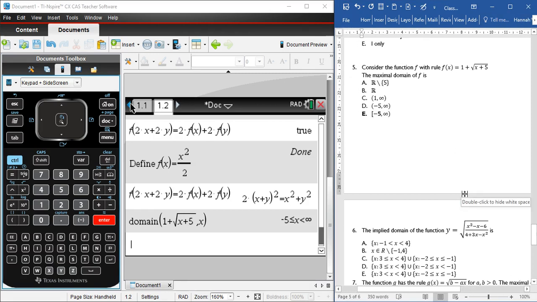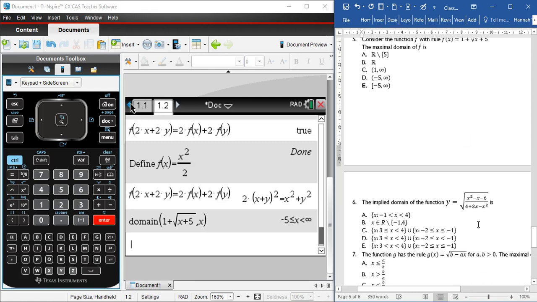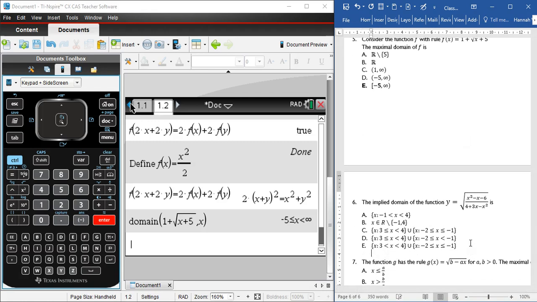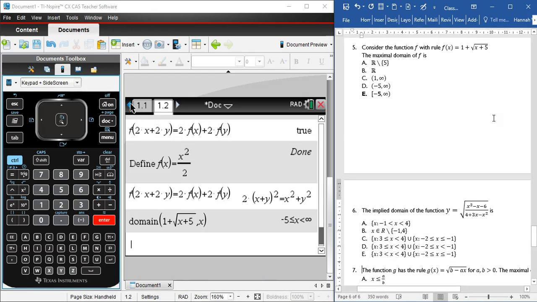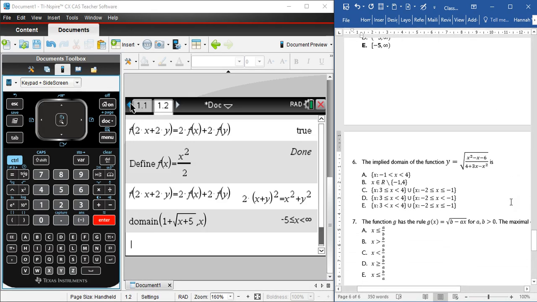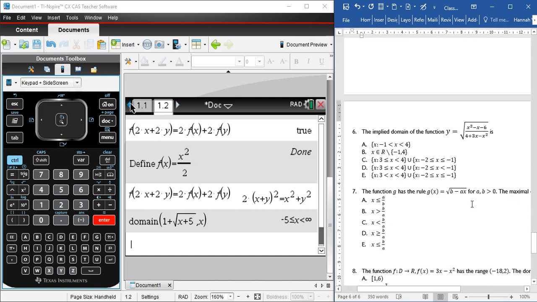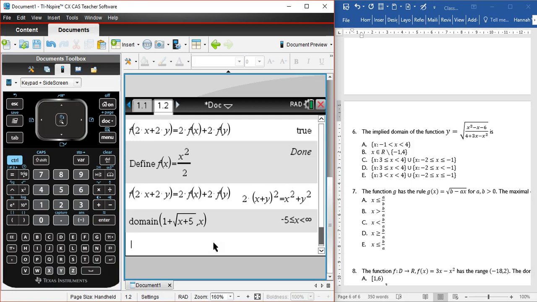I know you probably want to show that you know how to find the implied domain, and by all means do it with the non-calculator exam, but this is the easier way. And it also works when you have something like question 6, which I think at this point you can, again, pause the video and try to do this yourself. You just need to type in domain. Oh, don't type y equal to though, just the actual function part.